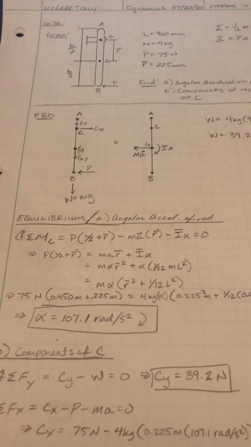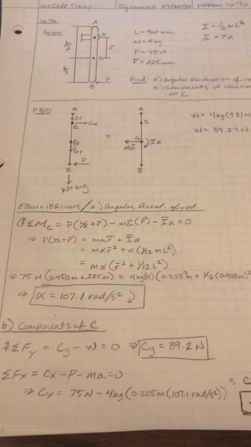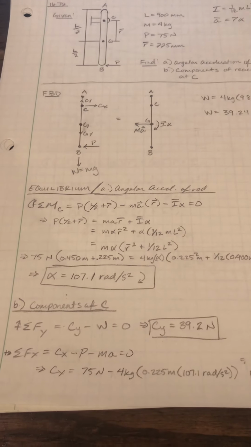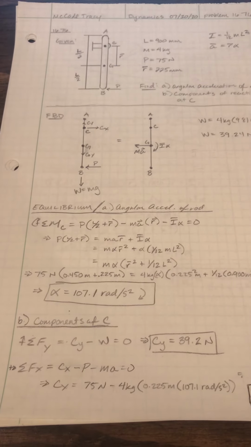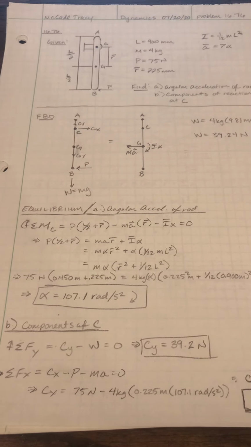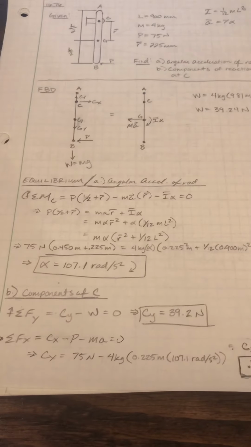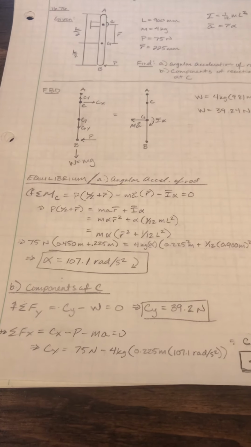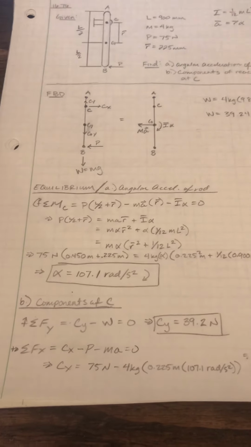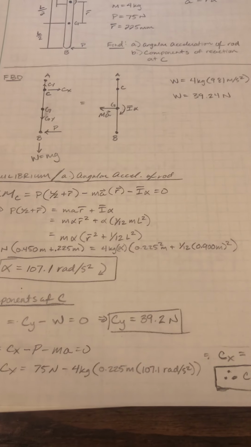As we manipulate the equation and plug in the values that we know and are given, we find that the angular acceleration of the rod is 107.1 radians per second squared. At point C, there is a horizontal component, and we know that the vertical component, Cy, is equal to the weight. So we have Cy is equal to 39.2 newtons.